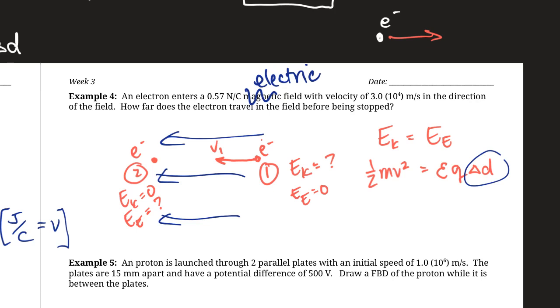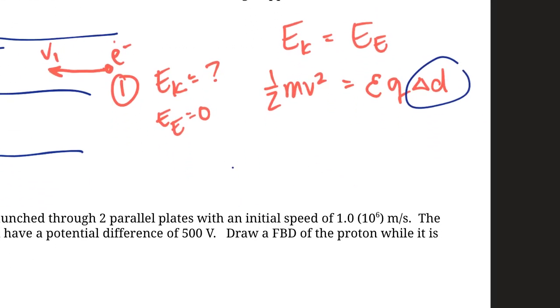So the answer, I believe, is our delta d is 0.0045 meters, which is about 4 or 5 millimeters, right? Sounds like a tiny amount, but remember, an electron is very, very light. Even though it's moving fast, it has very low mass, so it's very easy to slow it down and stop it. So it makes sense that it's a small number, and that the electron is basically stopped in about 4 to 5 millimeters.